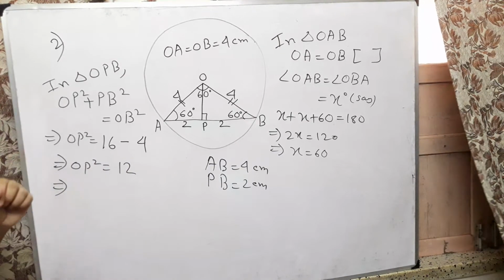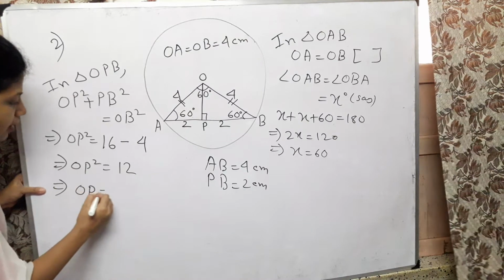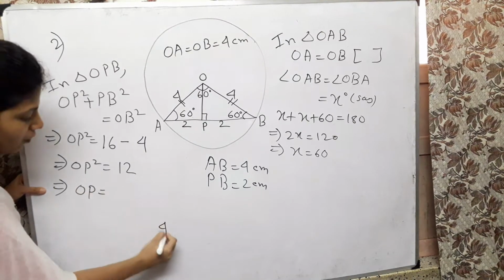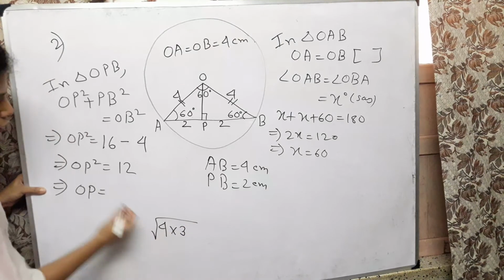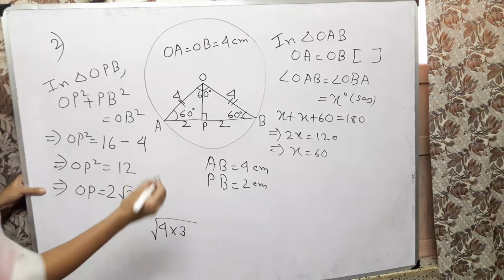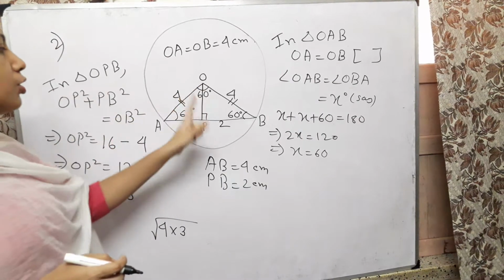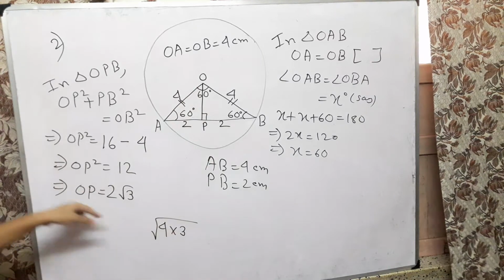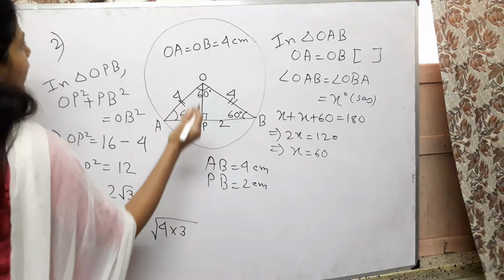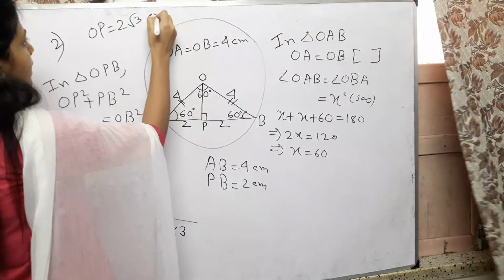Now just find the square root from both sides. So OP equals the square root of 12, and 12 is 4 into 3. So the square root of this is 2 root 3. Now what is the distance from the center to the midpoint of the chord? It is 2 root 3 centimeter. So the answer you will write is OP equals 2 root 3 centimeter.